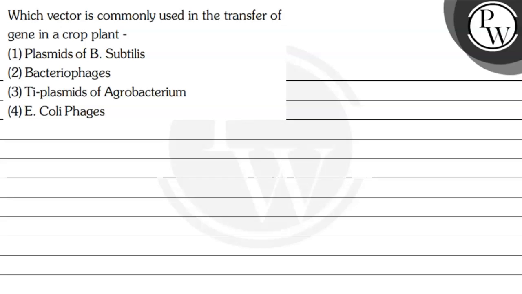So the question says, which vector is commonly used in the transfer of gene in a crop plant? So in these four options, we have to identify the organism which is used as a vector in gene transfer to plant cells. So the key concept in this question is to understand the process of gene transfer in plant cells.